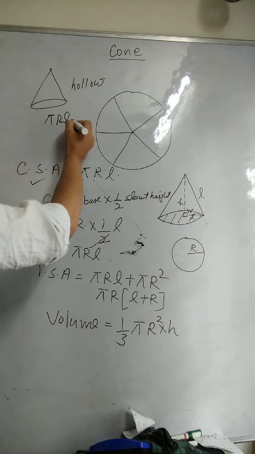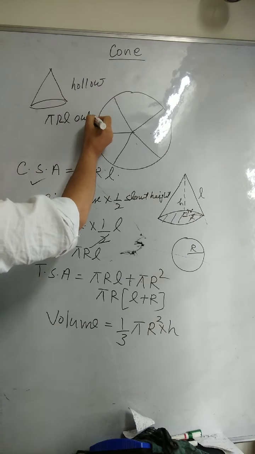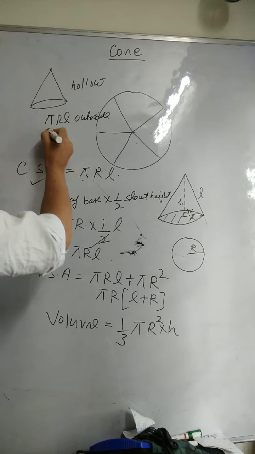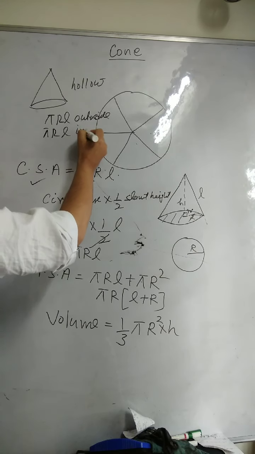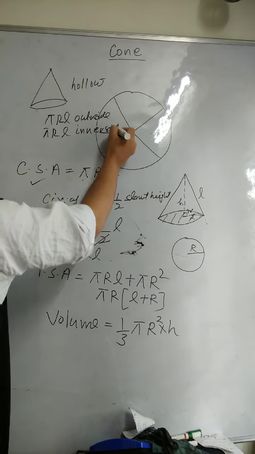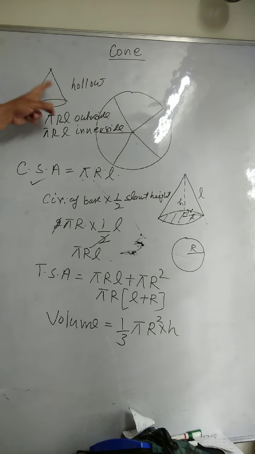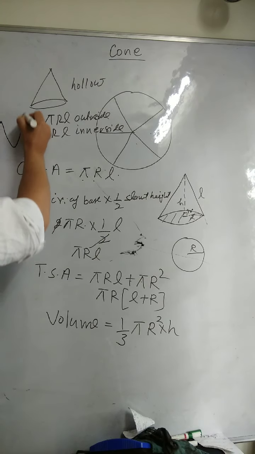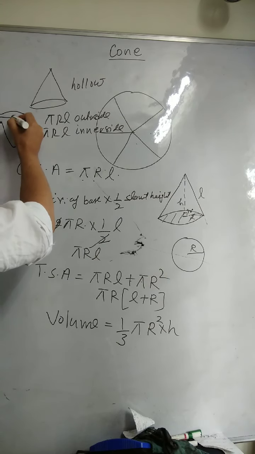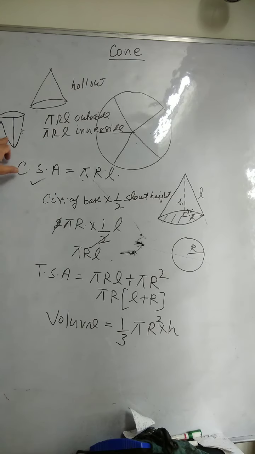Pi RL. This is from outer side, and pi RL from inner side. So the total area which you can paint will be pi RL from outside, pi RL from inside. So this will be the total area which you can paint, right? So according to question you can modify, the formula will remain same, right? If the question is there is a cone, hollow cone of height and radius, whatever it's given to you, right?